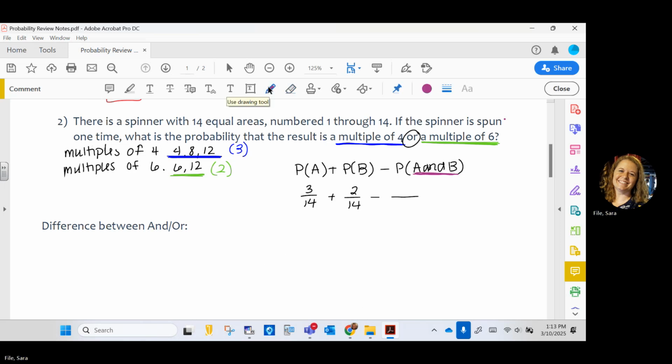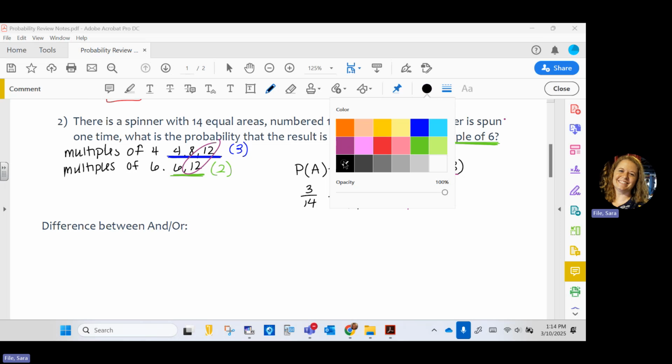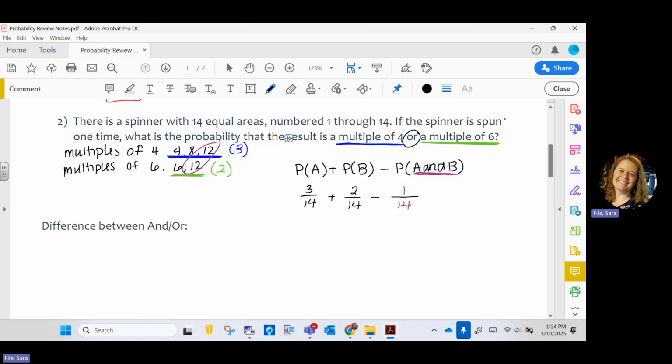There's one. If you look at those lists, are any of them the same? The 12. There's one that is the same. There's one that is both a multiple of 4 and a multiple of 6. 12. So there's one possibility that's being duplicated. So if I calculate that, 3 plus 2 minus 1 is 4. So there's a 4 in 14 chance.